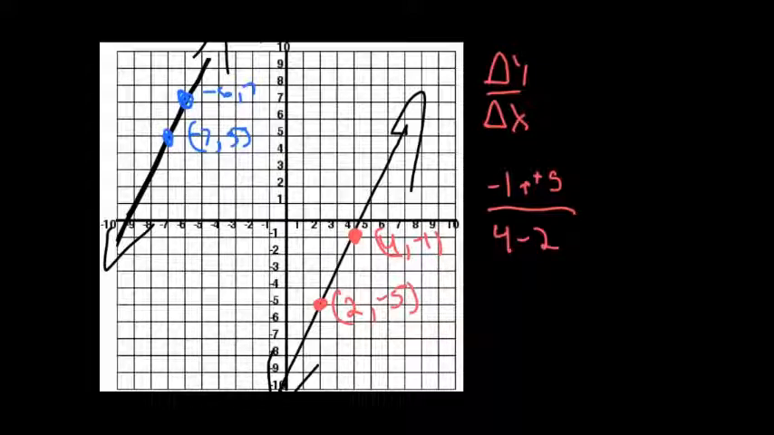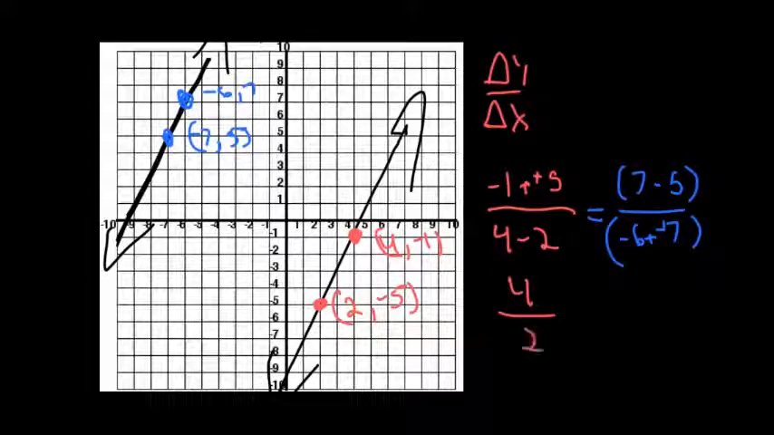And I'm going to see if that's equal to 7 minus 5 over -6 minus -7. Again, I can change that to plus, or positive. Don't really need the parentheses there, I just kind of added them. Alright, so let's work these out. -1 plus 5 is 4. 4 minus 2 is 2. 7 minus 5 is 2. -6 plus positive 7 would be a positive 1.